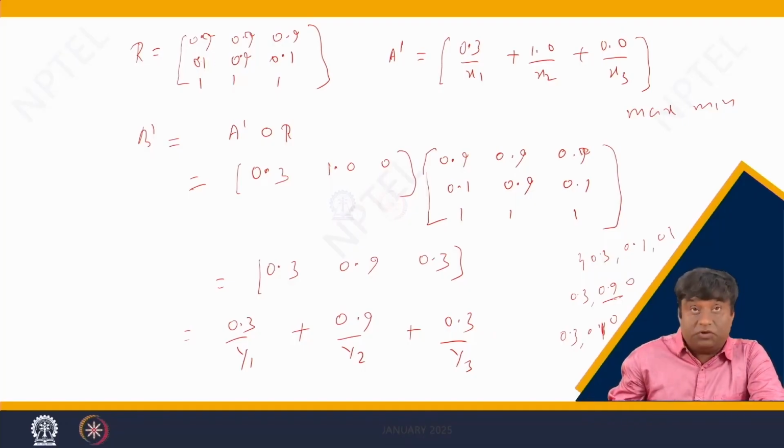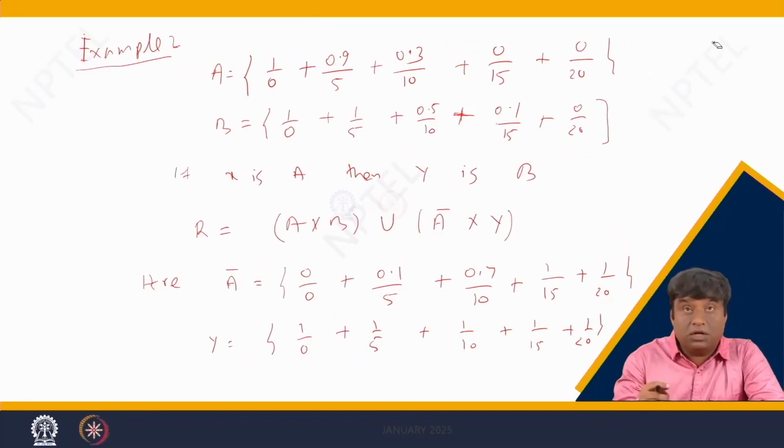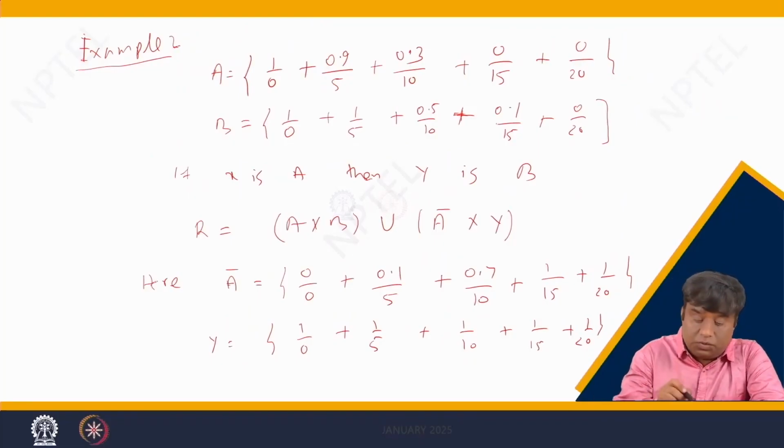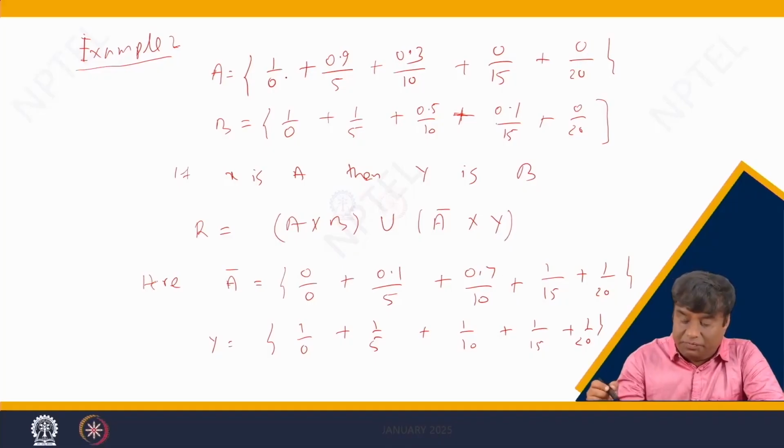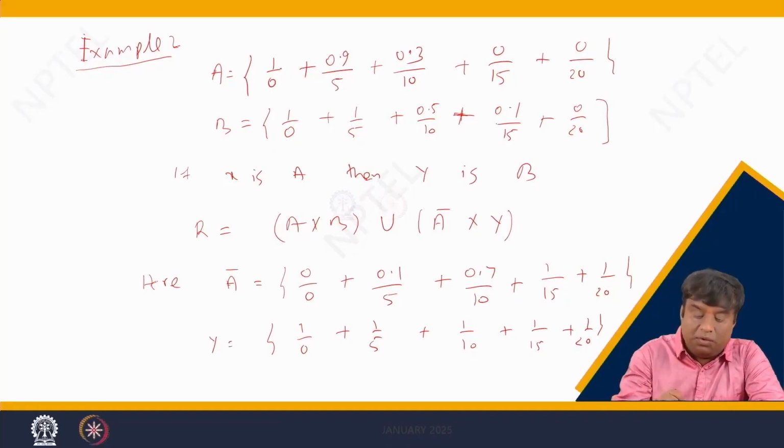So let us try to solve another example. Now try to understand example 2. A represents 1 by 0, 0.9 by 5, 0.3 by 10, 0 by 15, 0 by 20. It represents something with a low score: whenever the value is low, membership is 1, and if the value increases, it is 0. B also represents a low value: 1 by 0, 1 by 5, 0.5 by 10, 0.1 by 15, 0 by 20. Now the rule is that if X is A, then Y is B.